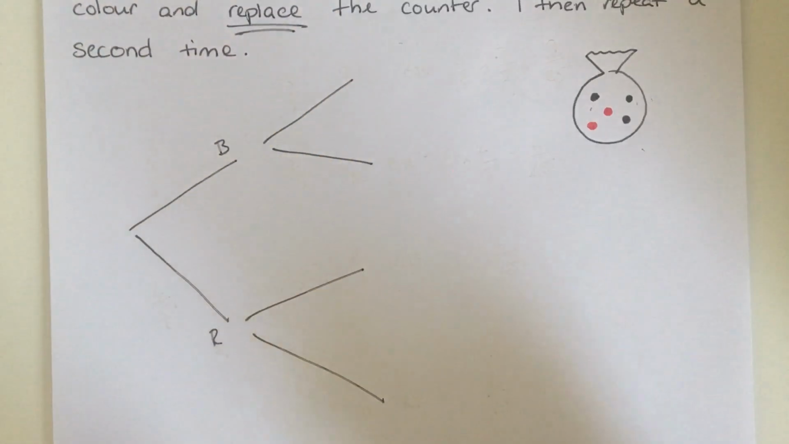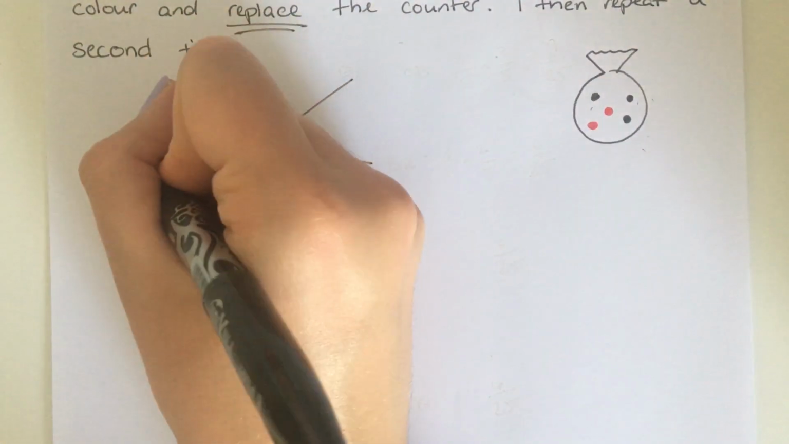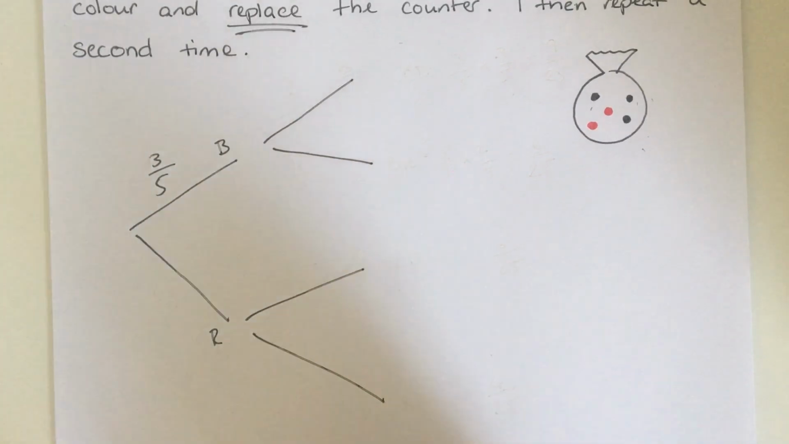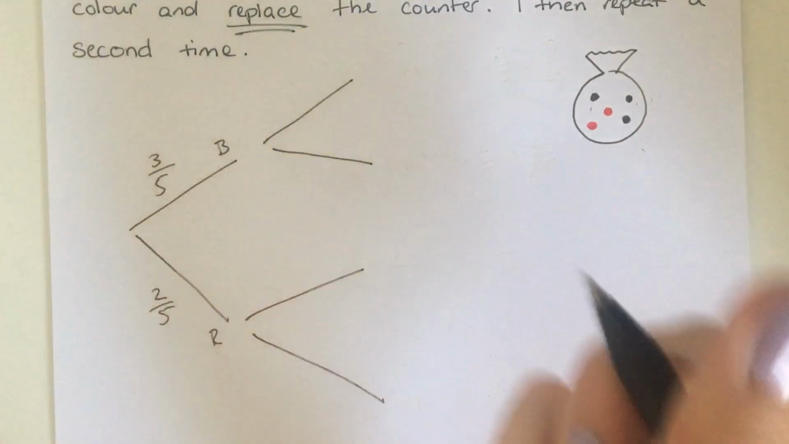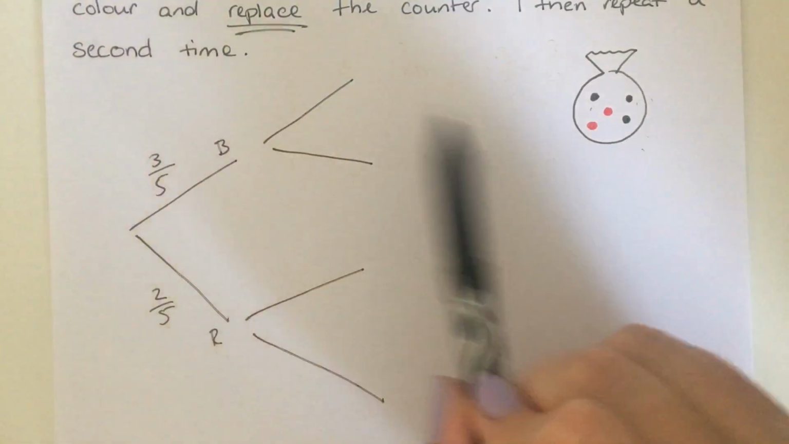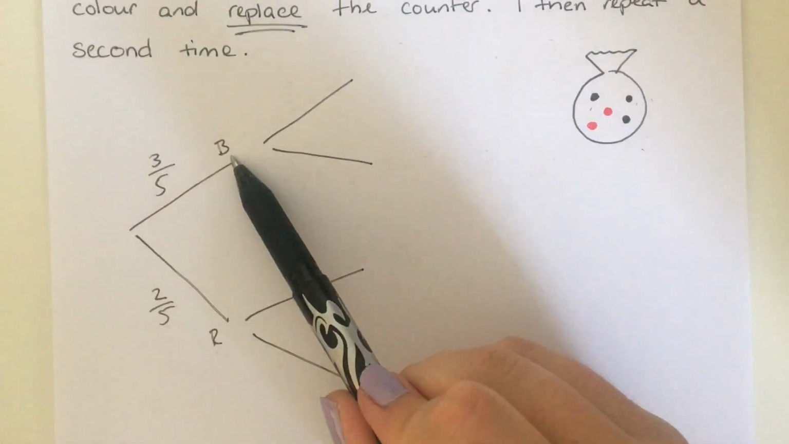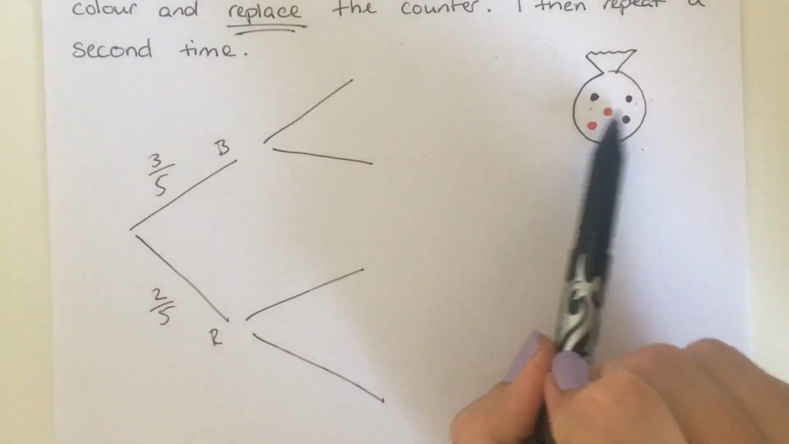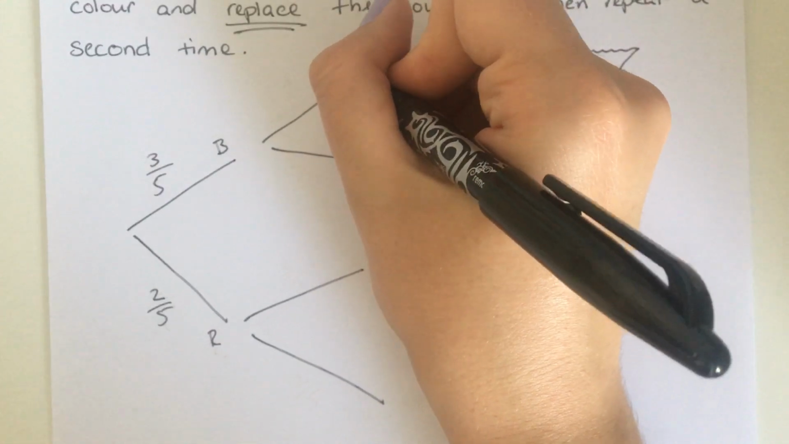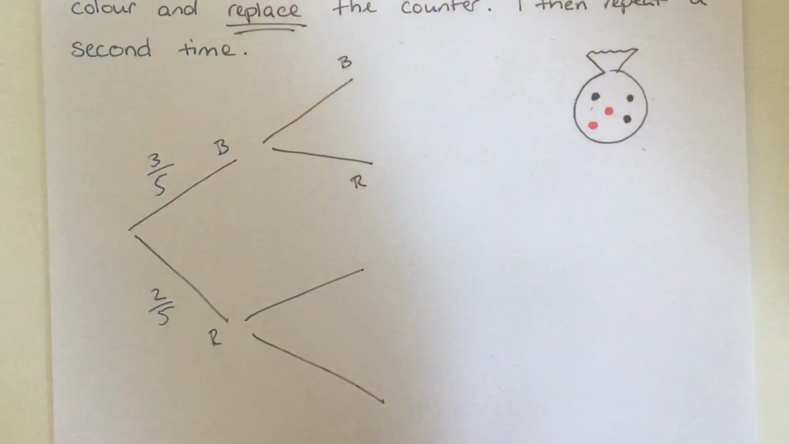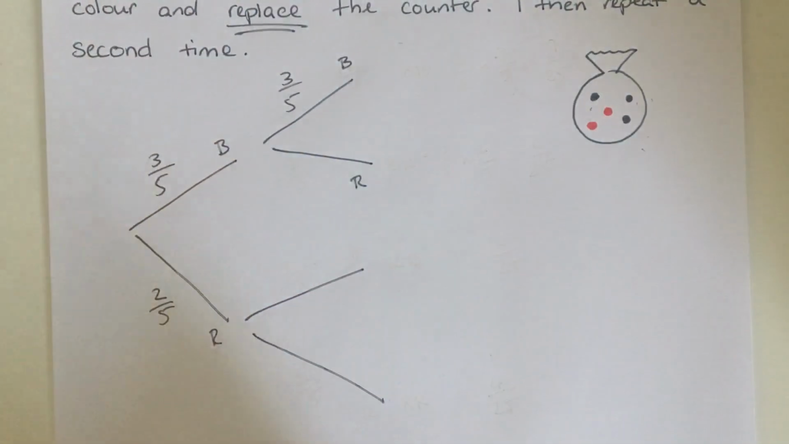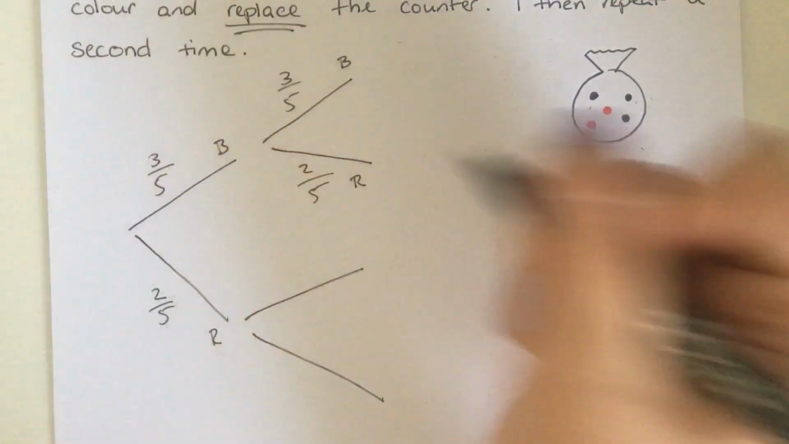The probability that I select a black counter is going to be 3 out of 5. 3 black counters, 5 total. And then the probability that I select a red counter is going to be 2 out of 5. Now depending on what happens here, I can go and take a second counter. So if I take a black counter originally, I put this counter back, so I'm still going to have the same scenario again. And again, I can either select a black counter or a red counter. And my probabilities will still be the same, because I've still got 3 black out of 5, and I've still got 2 red out of 5.